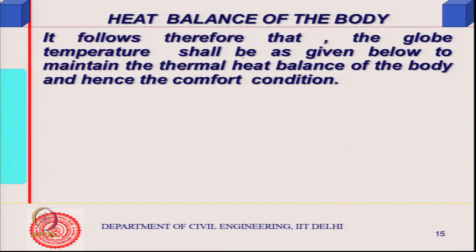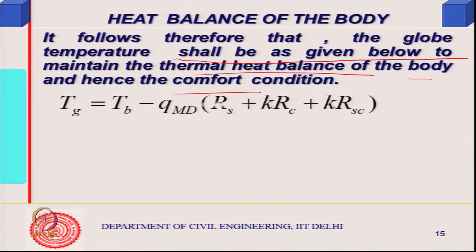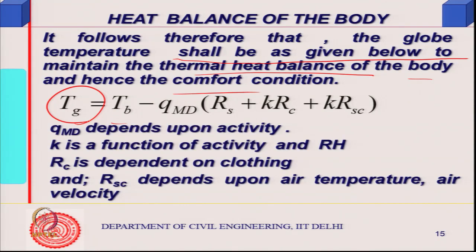So, it follows therefore that globe temperature shall be given below, maintain the thermal heat balance of the body and hence the comfort condition. So, Tg is important, that is what all we are saying. QMD depends upon activity, how much you have generated. K is a function of activity and relative humidity, because evaporation loss is taken care of in 1 minus K. RC is dependent on clothing, RSC depends upon air temperature and air velocity. RSC is from the clothing to the surrounding.